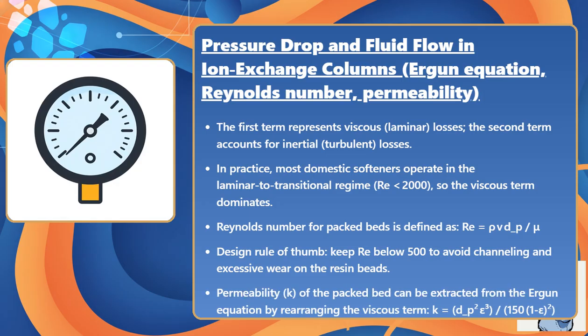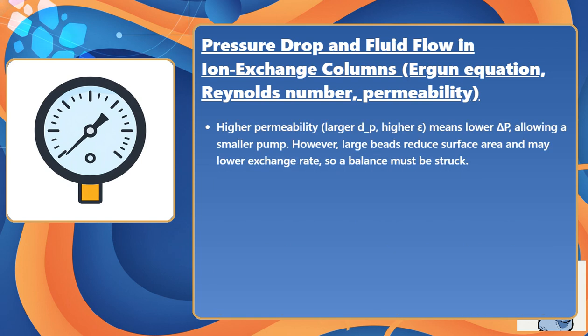Permeability K of the packed bed can be extracted from the Ergun equation by rearranging the viscous term. K equals d sub P squared epsilon cubed divided by 150 times 1 minus epsilon squared. Higher permeability, from larger d sub P or higher epsilon, means lower delta P, allowing a smaller pump. However, large beads reduce surface area and may lower exchange rate, so a balance must be struck.